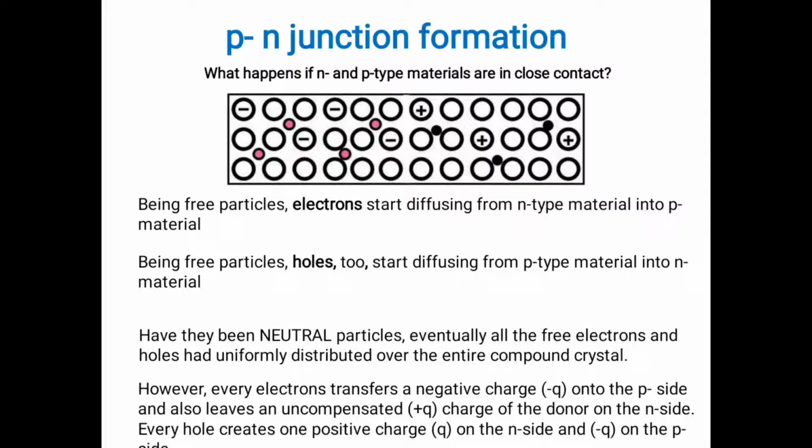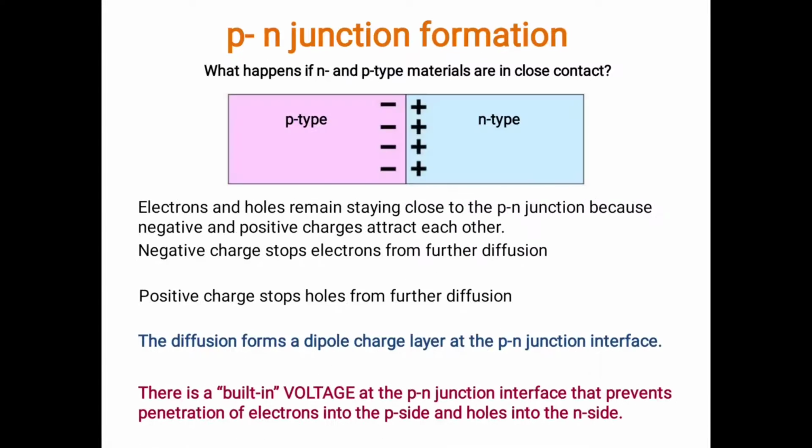However, the electrons transferred onto the p side leave behind the uncompensated positive charge of the donors in the n side. The electrons and holes remaining stay close to the p-n junction because negative and positive charges attract each other. The negative charge stops electrons from further diffusion.